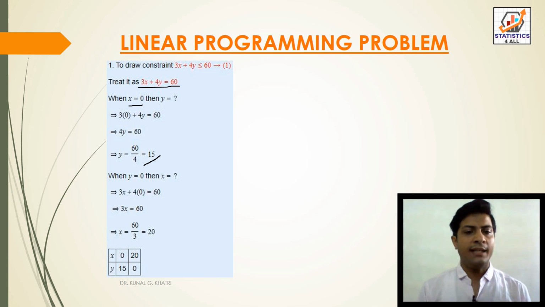And when y is equal to 0, putting in the above equation, 3x plus 4 into 0 is equal to 60, 3x is equal to 60, therefore x is equal to 60 by 3, we have x equal to 20. So when putting x equal to 0, we have y equal to 15, and by putting y equal to 0, we have x equal to 20.